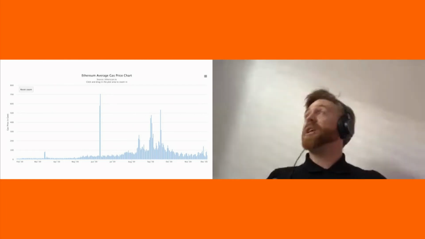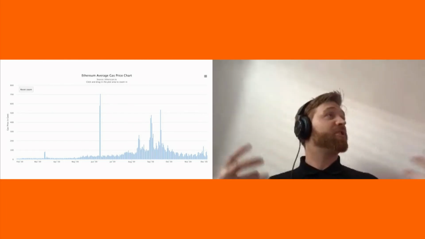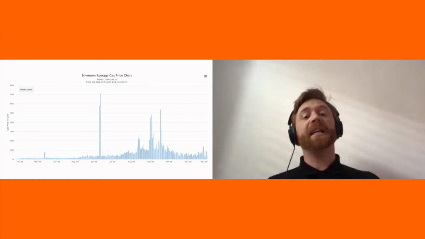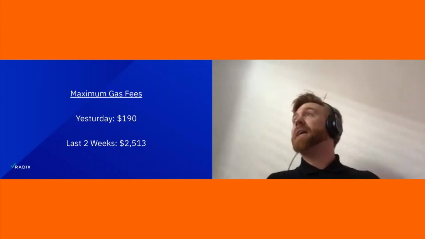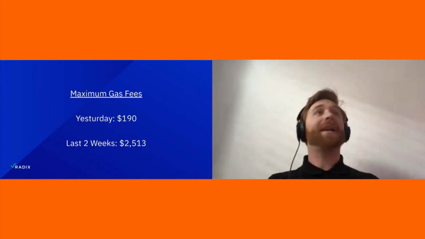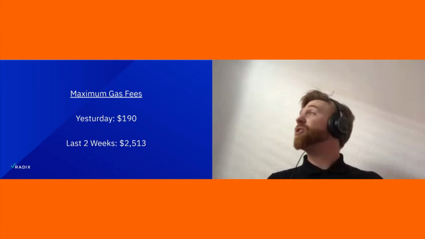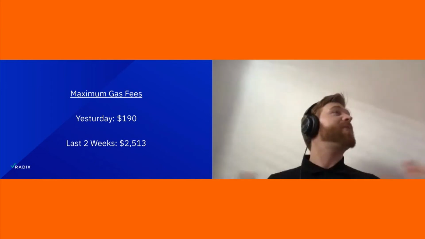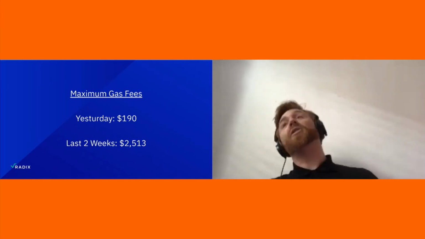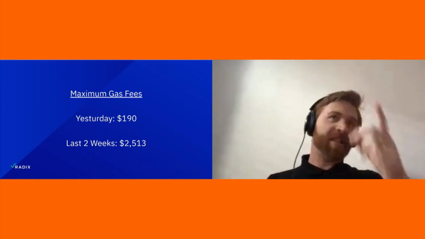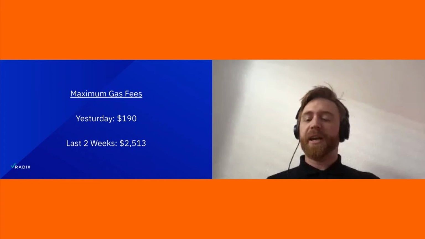You can see these spikes here, and this is how much it's costing people to use Ethereum, which is kind of insane. The maximum gas fee yesterday, someone paid $190 just to do one thing on Ethereum. And in the last 2 weeks, someone paid $2,513 just to do one thing on Ethereum, which is a really expensive cost. So this is sort of holding back the DeFi industry.